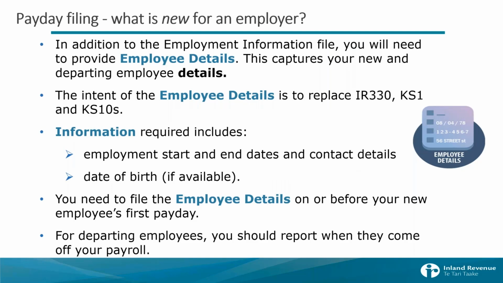So the intent of the employee details is to replace the IR330, KS1 and KS10. Those are like your TFN declaration in Australia. They're the files that they have in New Zealand for your tax number, IRD number, and the KiwiSaver information as well. Some information that's required in the employee details is the start and end dates and contact details for the employment as well.